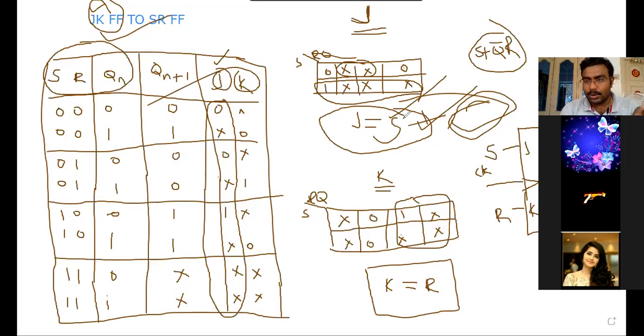Okay. Look, it's a simple concept. Here you have to group the one. Since I have one in here, to simplify this, I will consider these three don't cares as ones.